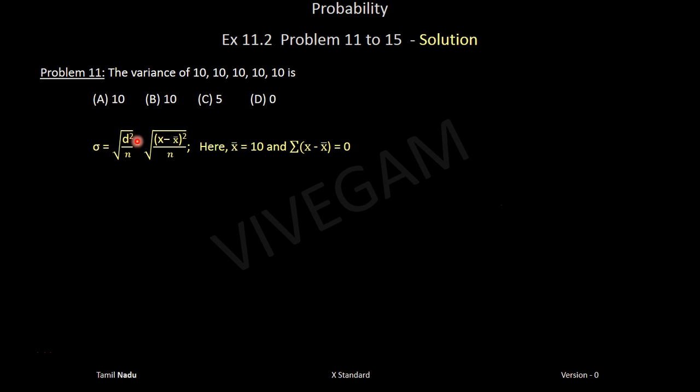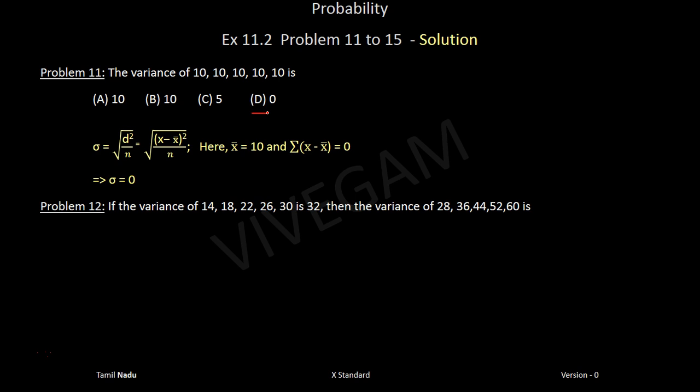Variance is sigma squared. Sigma is the root of the sum of d squared by n, where d is x minus x bar. But we know the mean is 10. Every number is 10, so 10 minus the average is 10 minus 10, which is 0. 0 squared is 0, so the whole thing will become 0. And that's the reason the variance is 0. In this case, the option is 10.